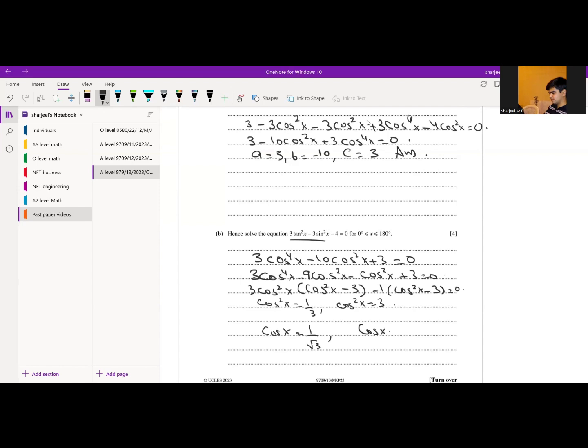So cos x equals 1 over under root 3. The two answers will be plus minus. So the two answers will be x equals 54.7 and x equals 125.3. These are the two answers. These values came from 1 over under root 3, and cos x equal to under root 3 is not possible, because the value of under root 3 is greater than 1, which is not possible.